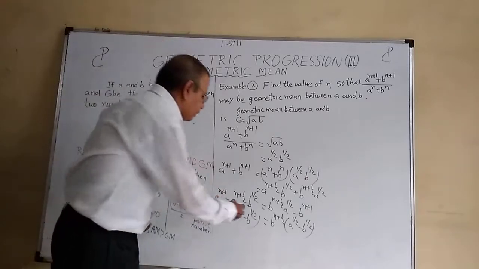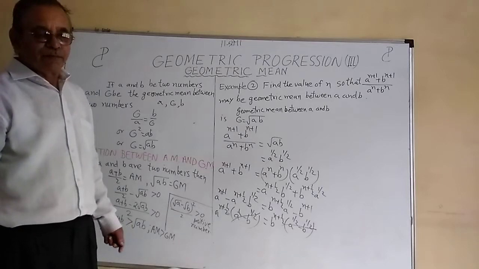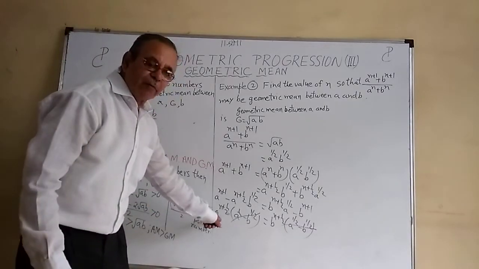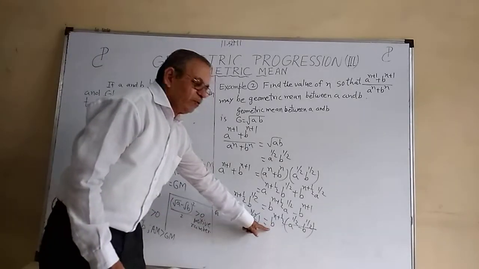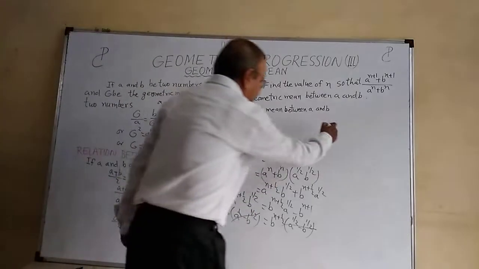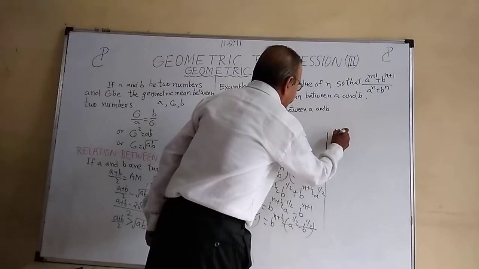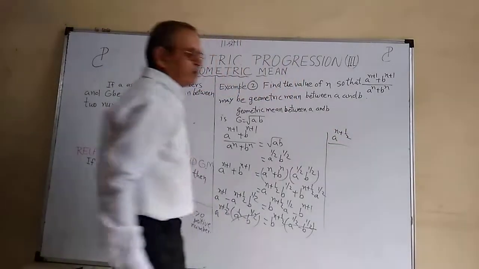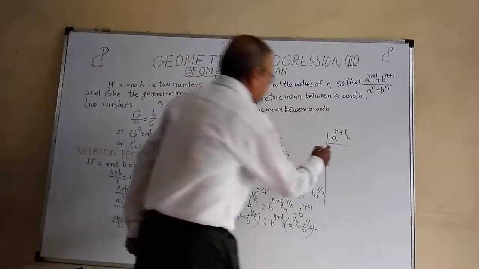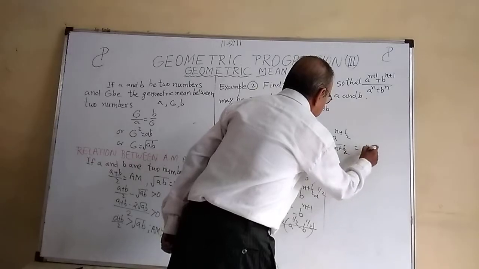This a to the power 1 by 2 and this a to the power n by 2 is cancelled. And this a to the power n plus half is equal to b to the power n plus half. We will divide, and that is equal to 1. So we can write here that a to the power n plus half upon b to the power n plus half is equal to 1.